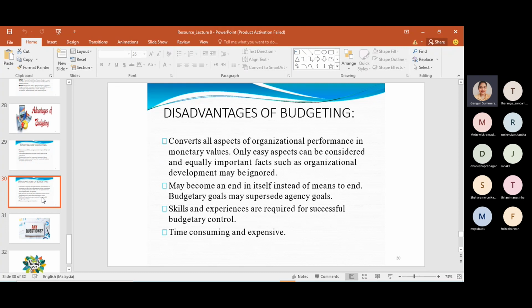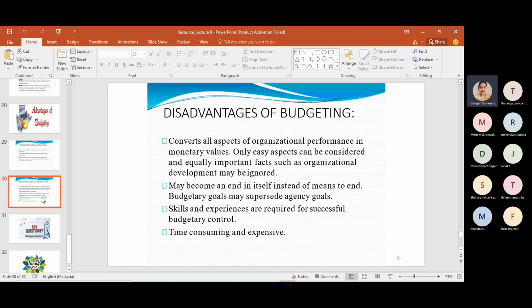Seeing every goal, every objective, every activity in the company in numbers, in financial terms, can be a disadvantage sometimes. So this is one disadvantage of budgeting. Converting all aspects of the entire organization into numbers can be a disadvantage sometimes. Okay, and that is one thing.